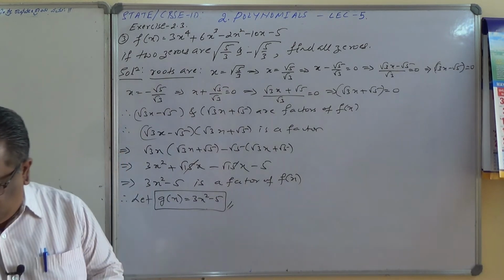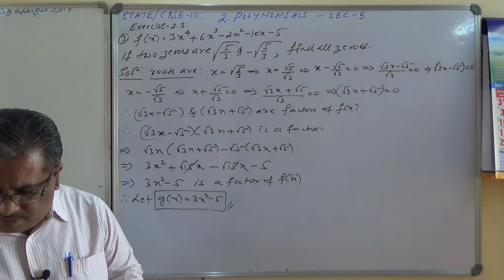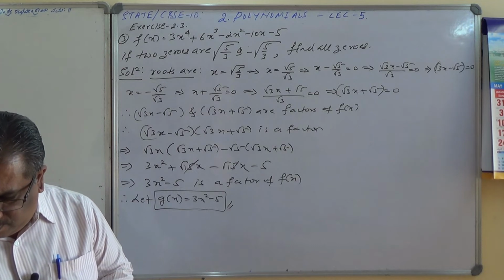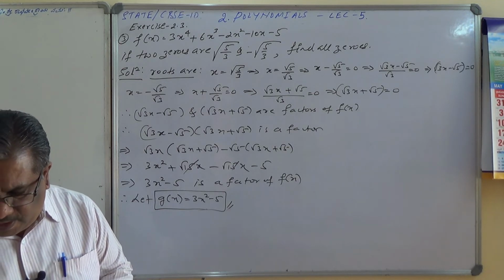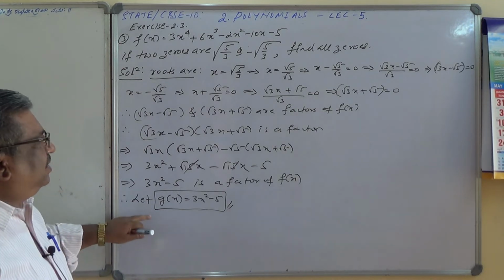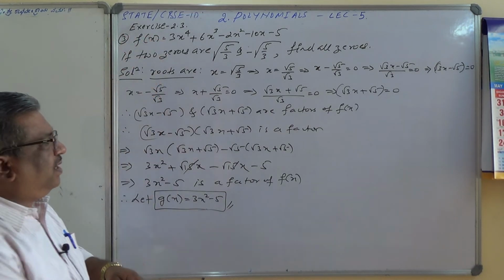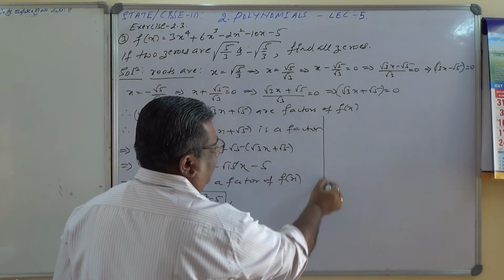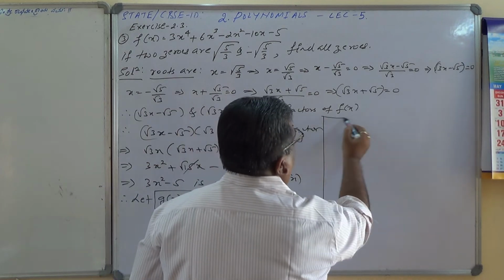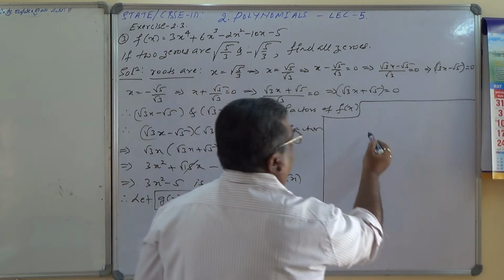3x square minus 5. Let me check it. Yeah, this is the third one, no? Yeah, third one. 3x square minus 5 is g of x. We have to carry out the division algorithm. I have to divide this by this now. Okay, so I will do this sum here. Division algorithm.